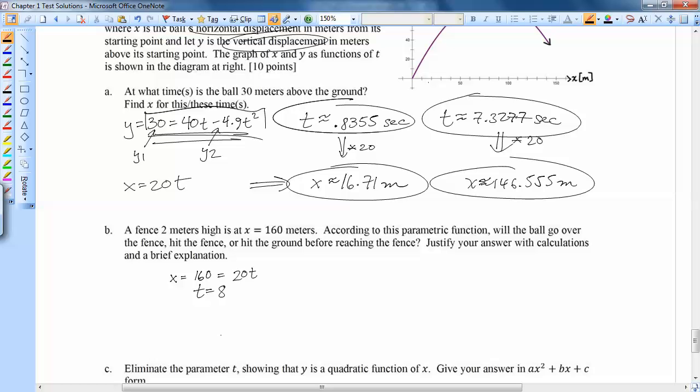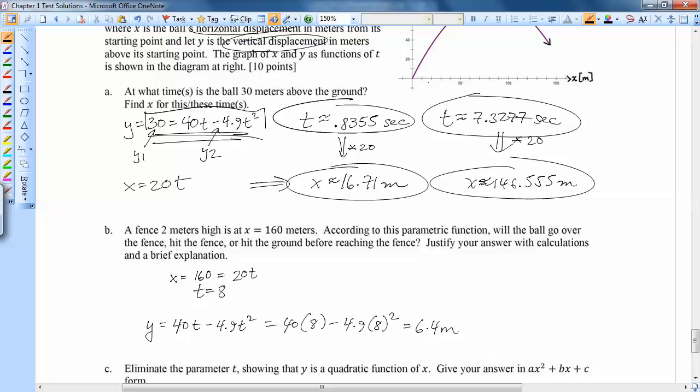So if I can figure out the height of the ball when t is 8, then I can figure out if it goes over the fence, under the fence, or hits the fence. So let's plug in 8 into y, because y equals 40t minus 4.9t squared. So if I plug in 8, I get 40 times 8 minus 4.9 times 8 squared. And if you plug that in, you're going to get 6.4 meters.